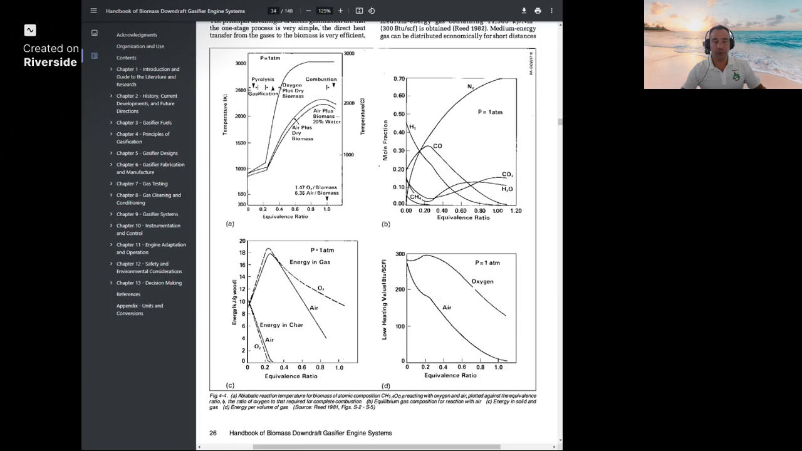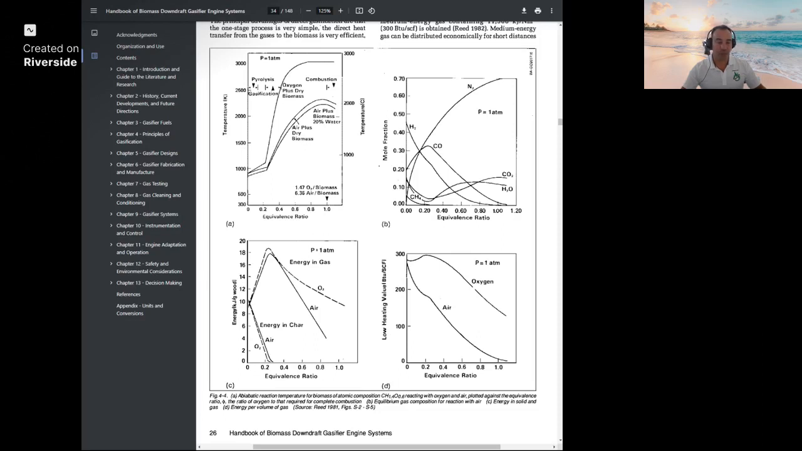Part B of the diagram shows the equilibrium gas composition for the reaction with air. So the y-axis shows the mole fraction of the various gases in the product gas. As the equivalence ratio increases, the concentration of carbon monoxide in the product gas decreases, and the concentration of CO2 increases, right? So carbon monoxide, and you can see CO2. This is because with more oxygen, there's more complete combustion of the biomass to carbon dioxide and water vapor.